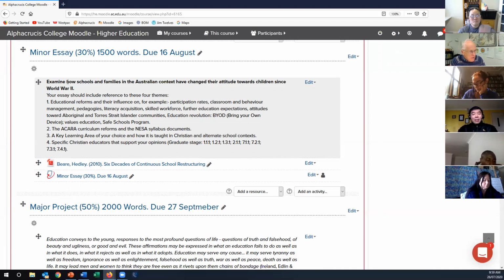Examine. So it's an examination. And when you're examining something, you're looking at it from many different angles, many different perspectives, not just one size fits all. It's like a royal commission. What's happened? Really get to the core of the change in attitude of schools and families towards children.